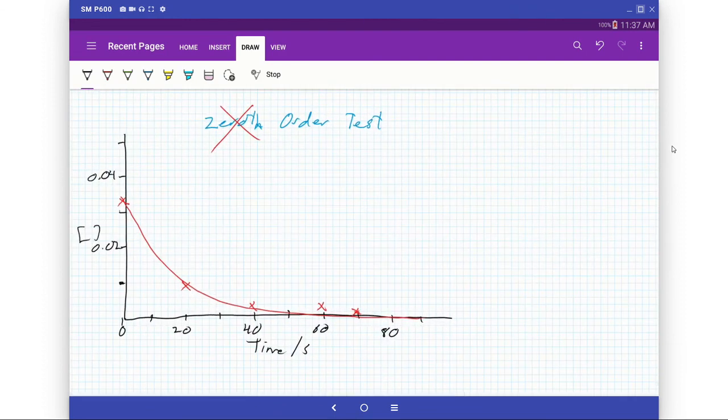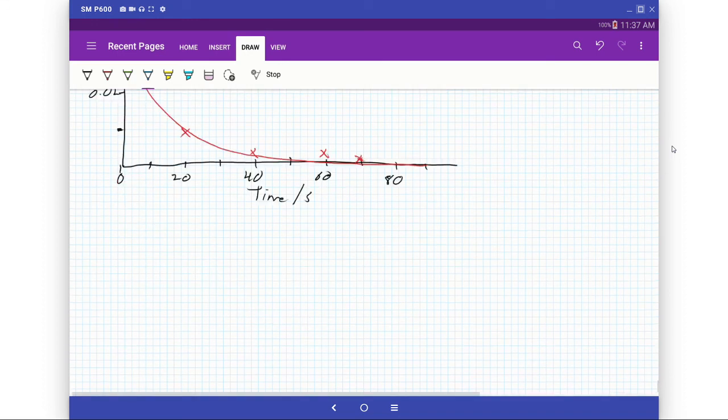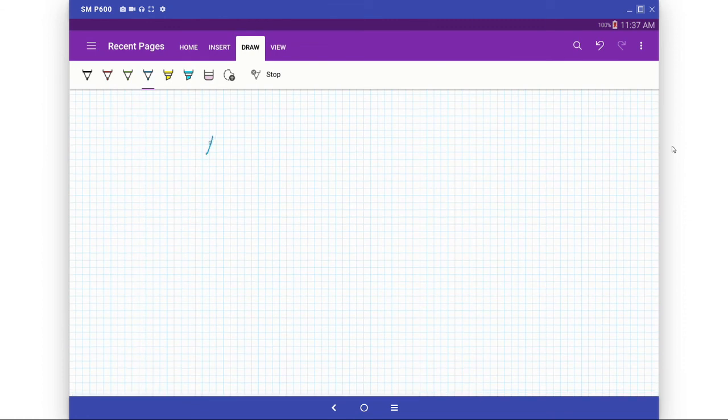In this zeroth order test, we plotted concentration versus time, and what we figured out was that it wasn't zeroth order because that's not a straight line. So we moved down and we now do a first order test.